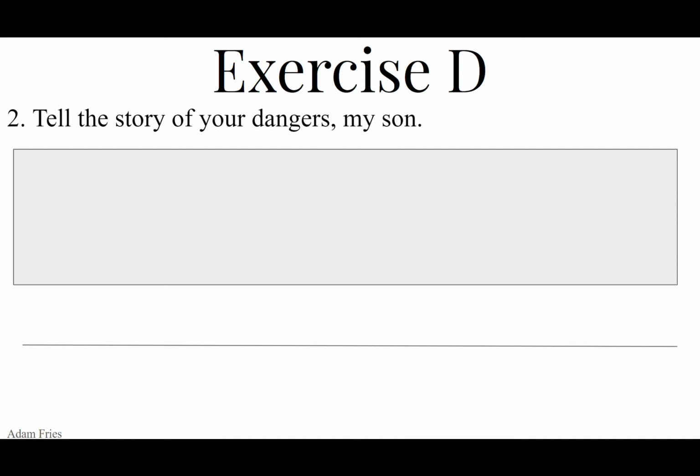Fabulam mi fili, de tuis periculis narra. Remember, the vocative is rarely first in the sentence. It is usually postpositive, placed afterwards.